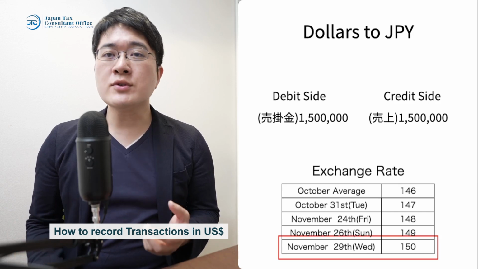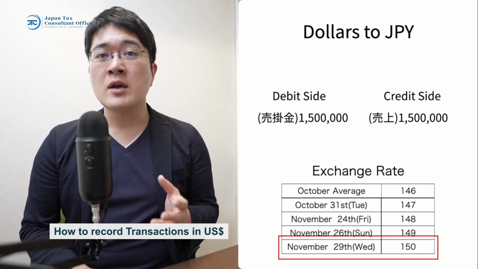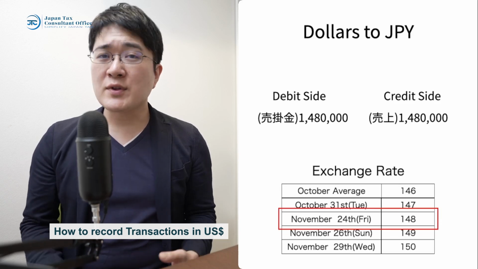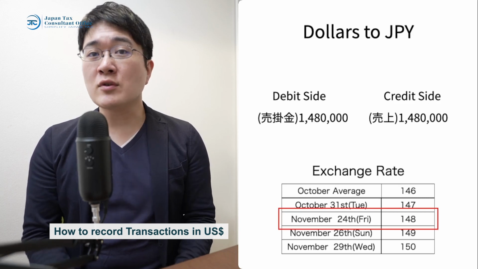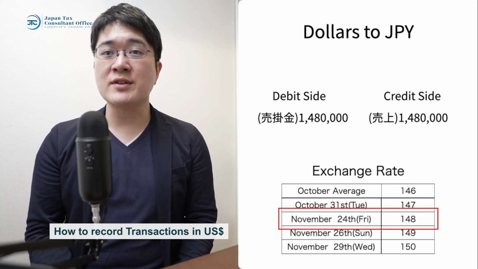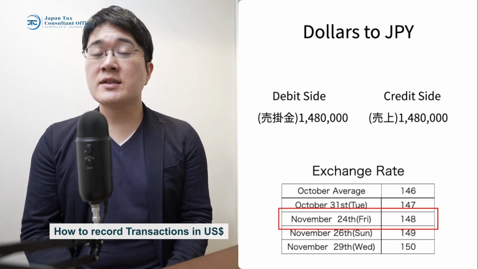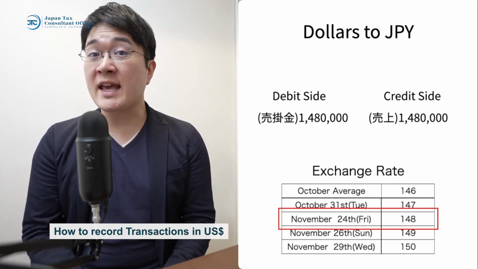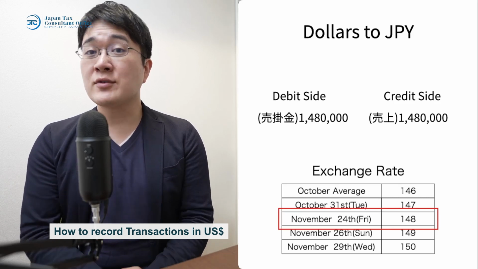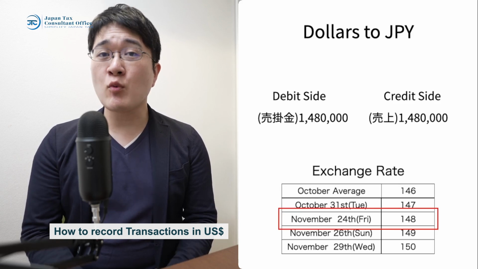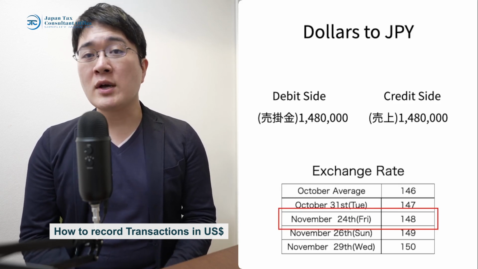You use the most recent rate if the sale occurs on a weekend or holiday when the rate is not available. If the transaction falls on Sunday, November 26, you use the closest weekday exchange rate. In this case, that would be Friday, November 24th. In this case, you use 148. So, 売掛金148万円、売上148万円. Accounts receivable 1,480,000 yen, sales 1,480,000 yen.